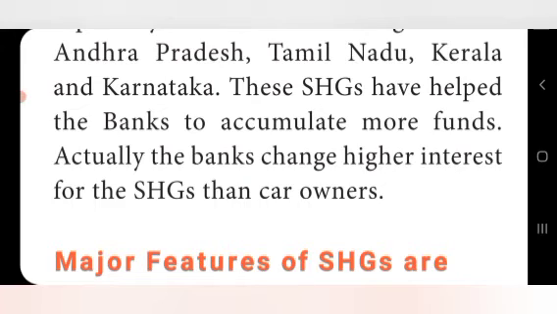These SHGs have helped the banks to accumulate more funds. Actually, the banks charge higher interest for SHGs than car owners. Okay, so for increasing the level of women in society and helping them with self and mutual help, the government and NABARD bank are helping them, and the SBLP is also helping the poor rural people into self-help groups and their capacity building and planning of activity clusters. They want to build up their infrastructure and technology. So these are the self-help group points. They may be asked in your 5-mark question.